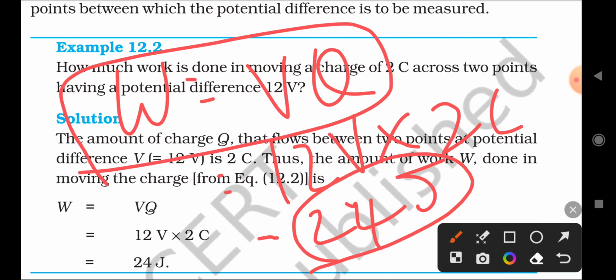They will ask simple 2 marks numericals about potential difference, the SI unit of potential difference, the definition of potential difference, what is 1 volt, which instrument measures the potential difference, and how it is connected in a circuit. These are some important questions about potential difference.